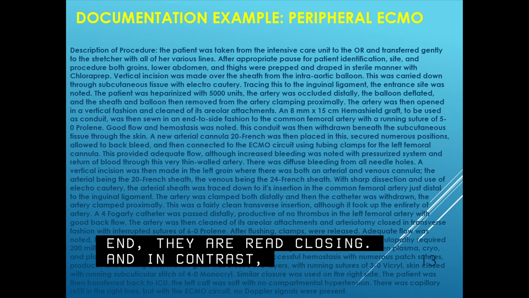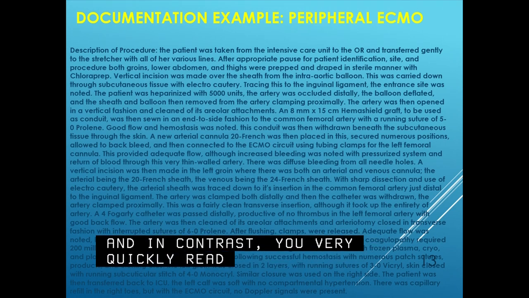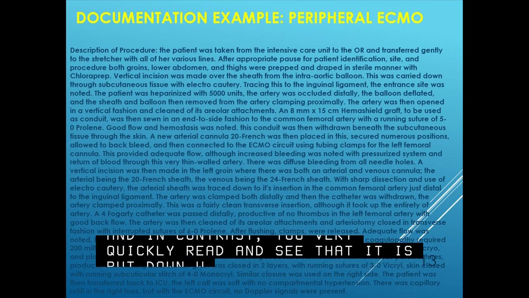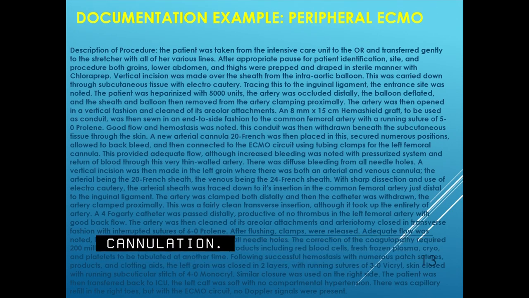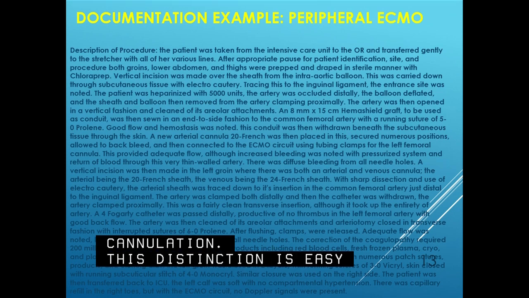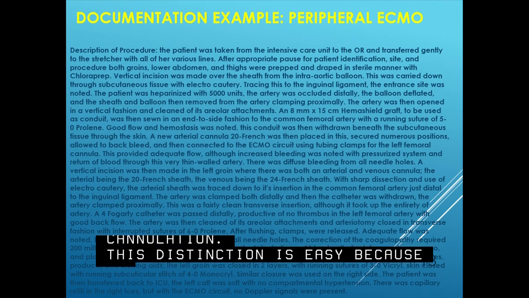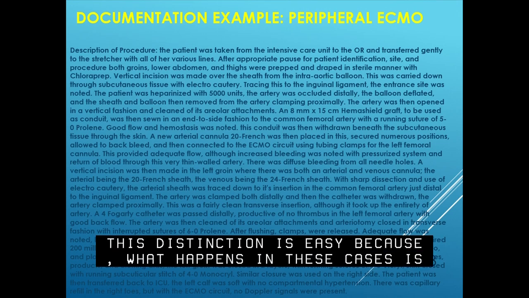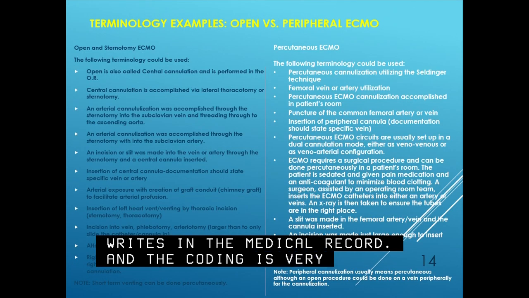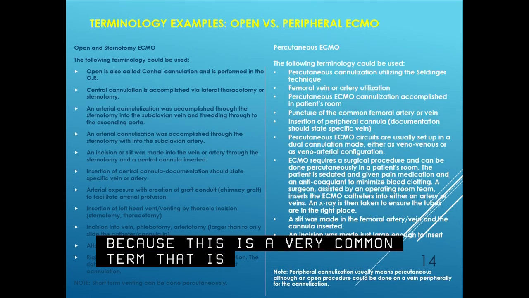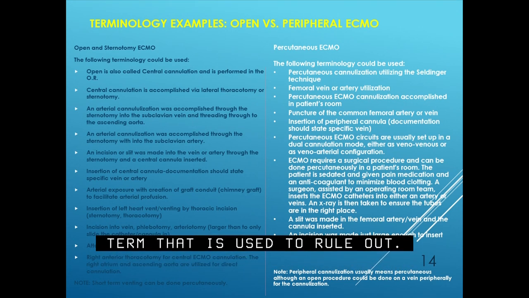cannula is put in with a cut down that's done over an existing intra-aortic balloon pump in the artery, and that's the arterial cannulation. So I think this distinction is easy because what happens in these cases is just part of what a physician writes in the medical record. And the coding of VV and VA is very clear because this is a very common term that's used throughout. So I think this is not as stressful as one might think in terms of making these distinctions.